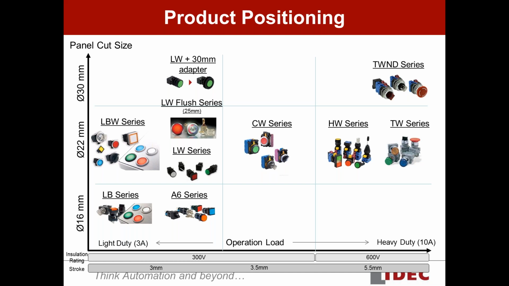The lower left corner tends to be light duty, small size. And to the right on the chart are the more industrial, classic, heavy-duty switches. It's interesting, you can see the CW is in the middle. CW has the 300 volt, 10 amp rating. However, the bezel is a flush mount bezel, so it's a very unique product. One side is industrial grade, but it also has a very nice, appealing appearance on the front. We're going to see that more in a later slide.